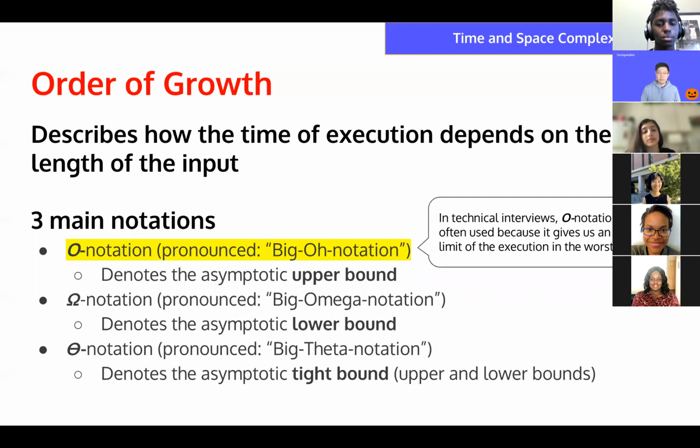But to describe how the time complexity grows, there are 3 main notations that we use in computer science. One of them is called big O notation. The second one is called big omega notation. And the last one is called big theta notation. In technical interviews, big O notation is the one we care about the most. What this tells us is the upper bound, or basically the maximum amount of time, in the worst case scenario, that your code could take to run the program.